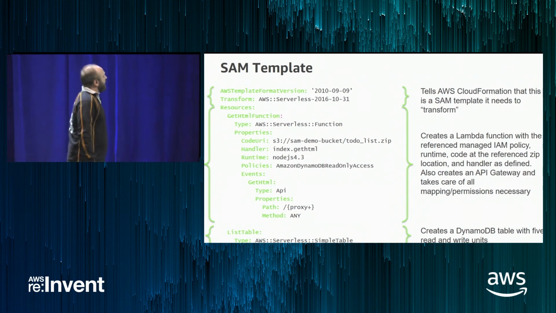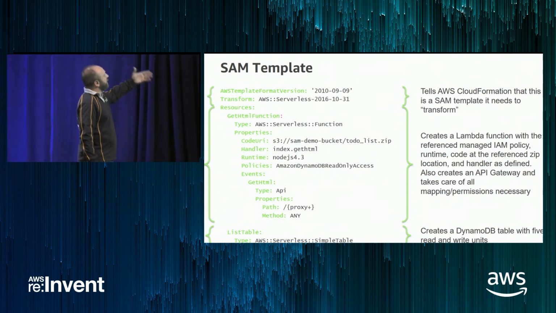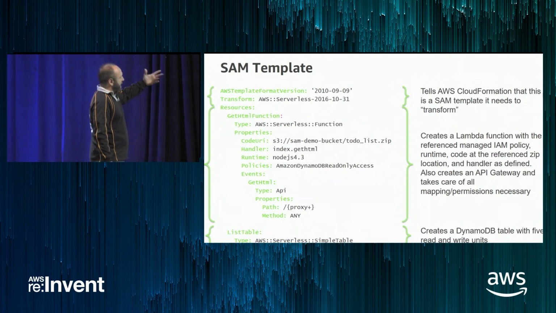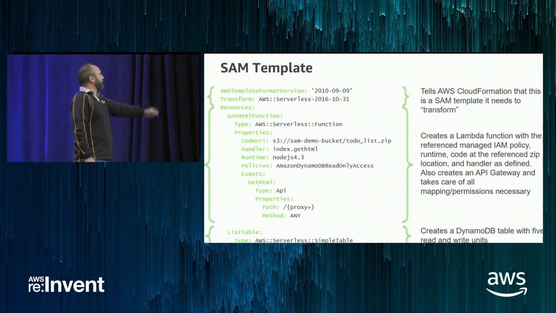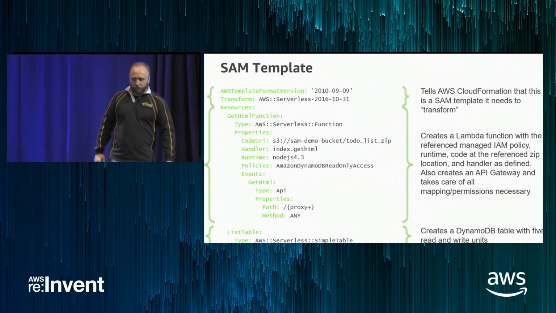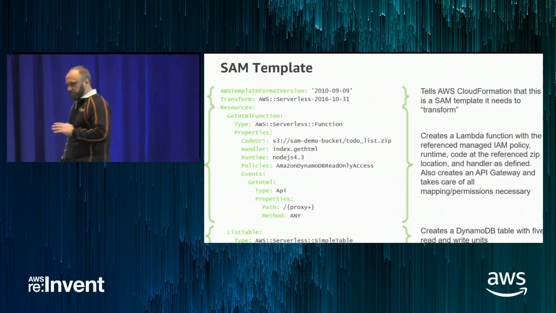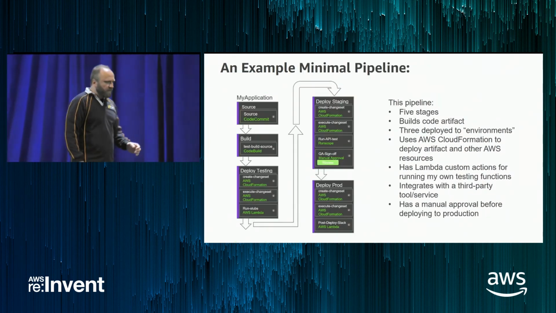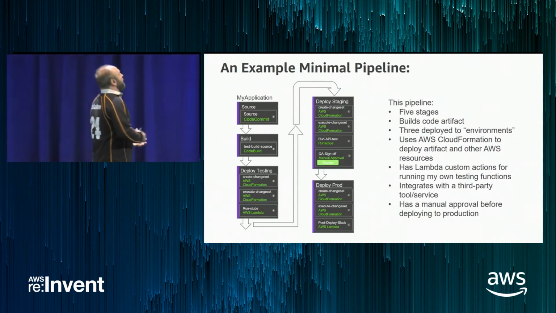It's now called a SAM template, and you just define a function. You say where the code is sitting, in this case in an S3 bucket. You define what the handler is, the runtime, and then you say the event is API, and the path and method is any. It will automatically create an API Gateway with a service endpoint for this function that we built. Then I'll just define a table, and it will automatically create a simple table in DynamoDB for me. So this is it. We have extremely simplified the serverless application deployment, which takes part of the pipeline.